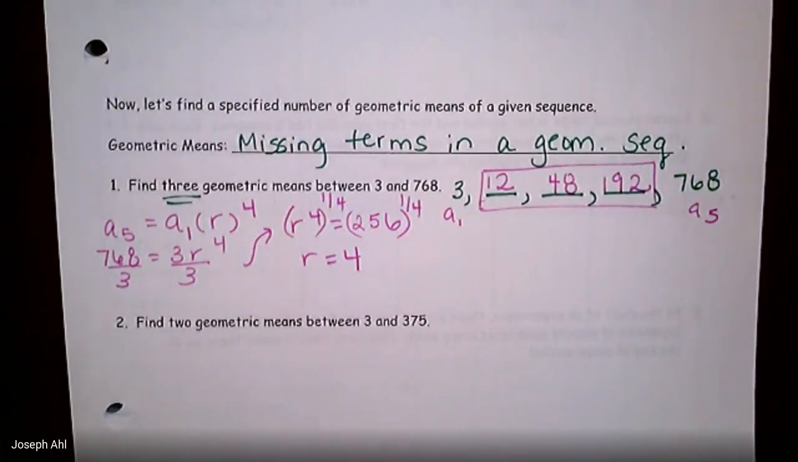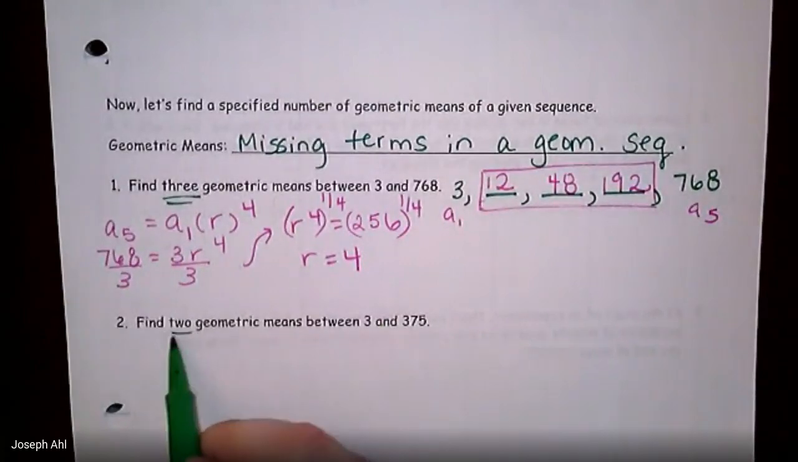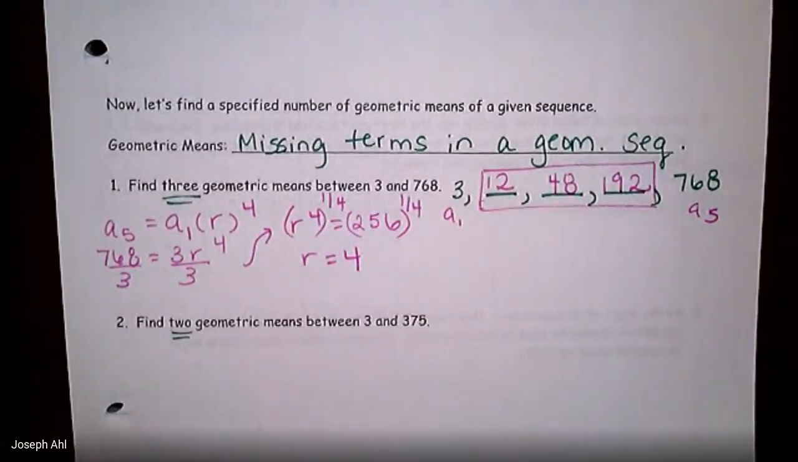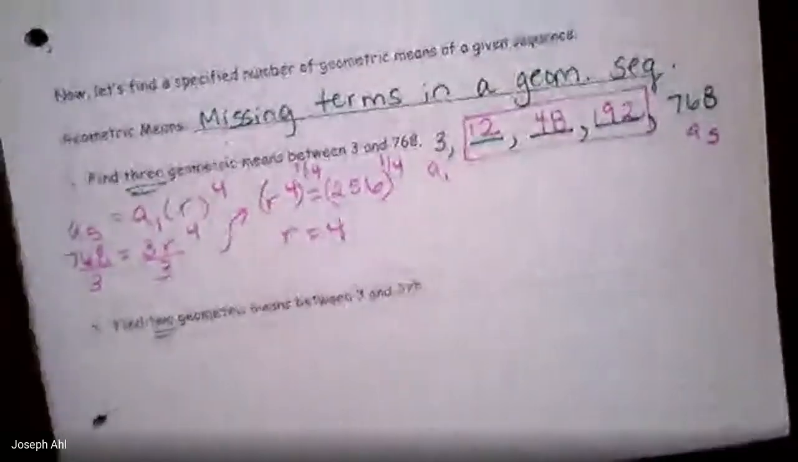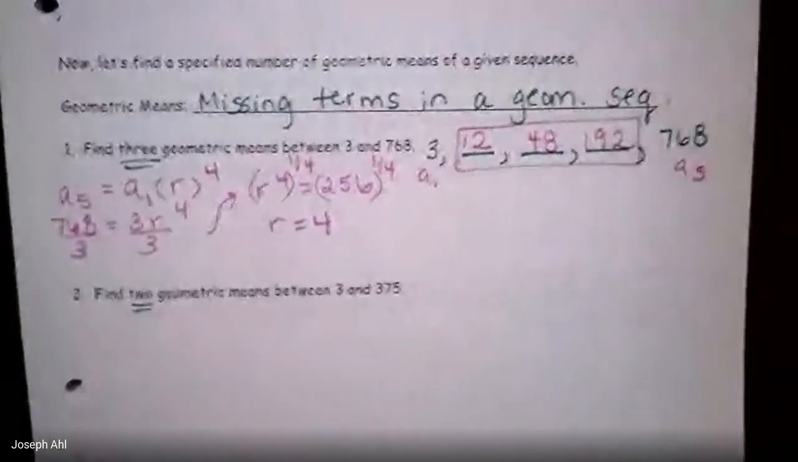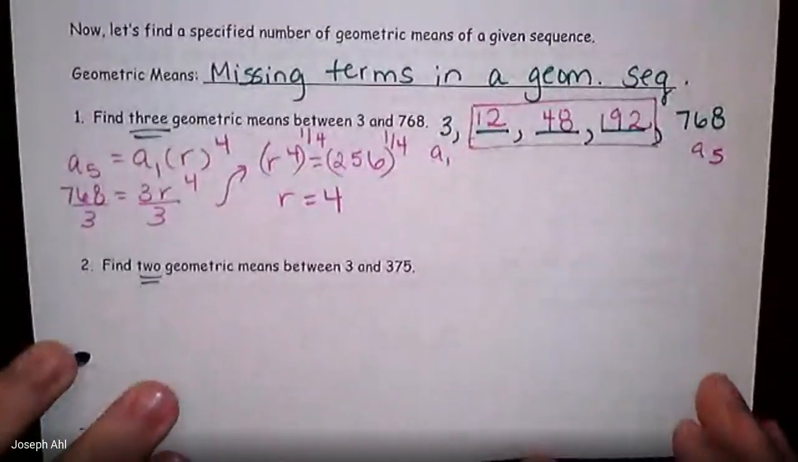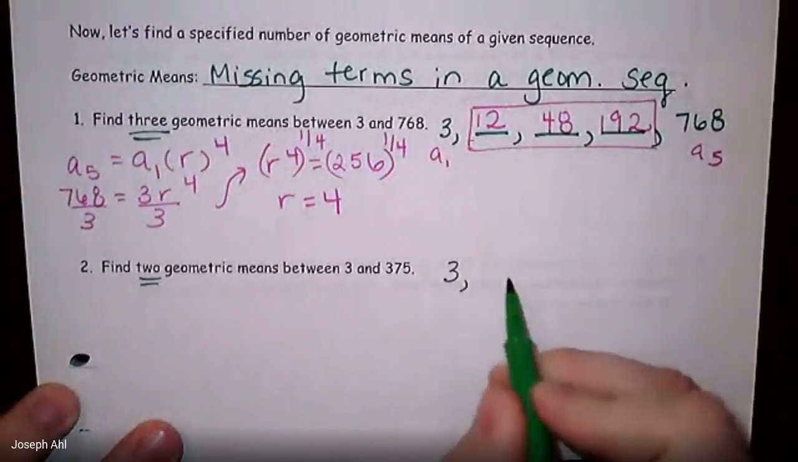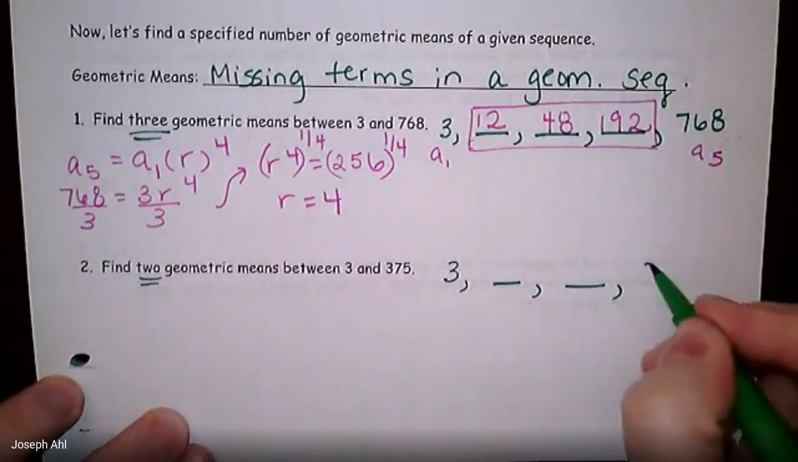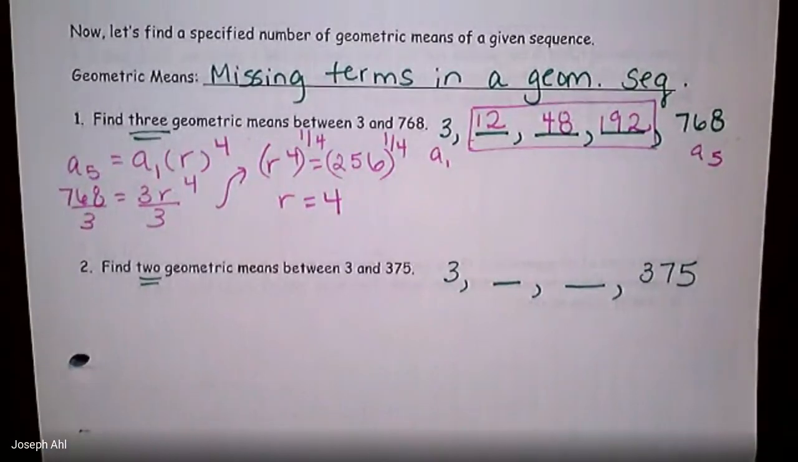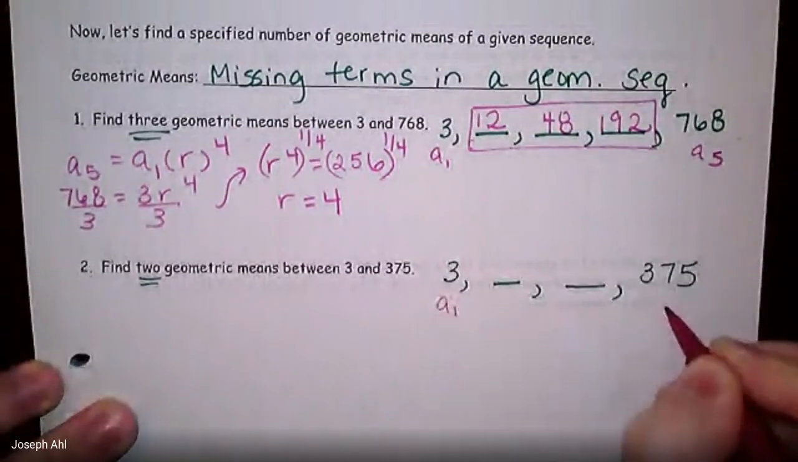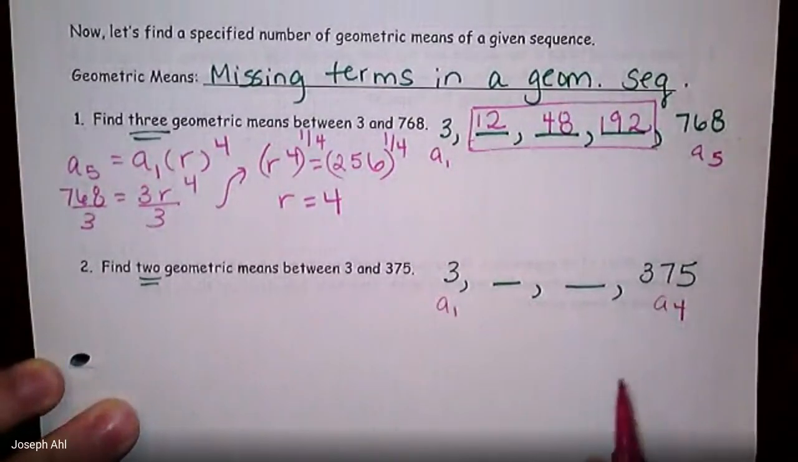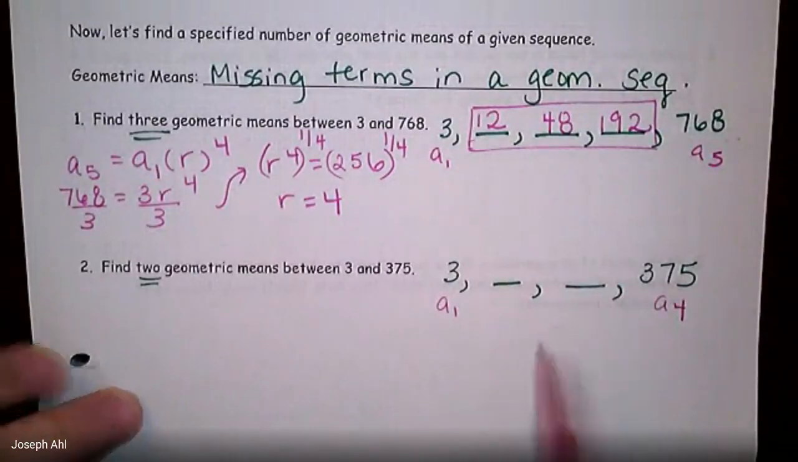Okay, let's try another quick one for practice. Find 2 geometric means between 3 and 375. So the number 2 geometric means is the number of blank spots that we will put in between 3 and 375. So it's 3, blank, blank, and then 375. So once you write it out this way, make sure you define those terms correctly. 3 is A1, 375 is A4, because this would be A2 and this would be A3.